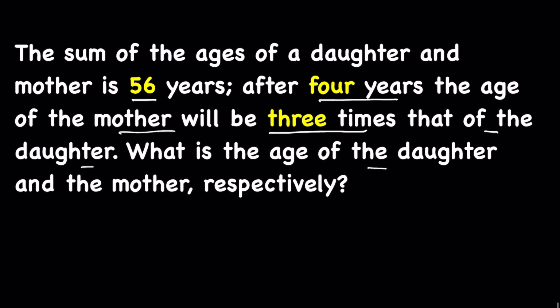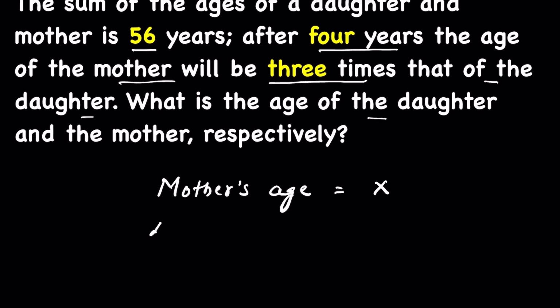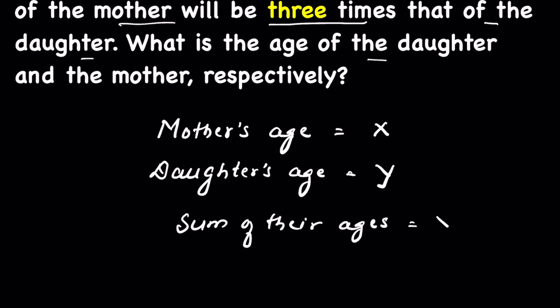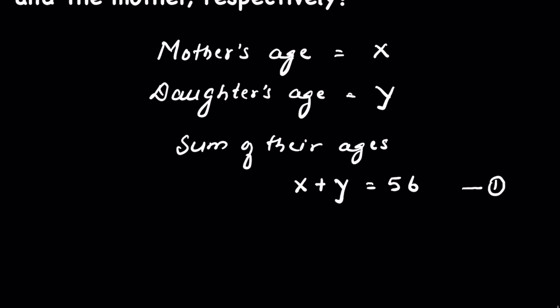So if the age of the mother is X and the age of the daughter is Y, then as per the question, the sum of their ages, X plus Y, is given as 56 years. So X plus Y is equal to 56. This is our first equation. From here we can get the value of X. So X is equal to 56 minus Y.